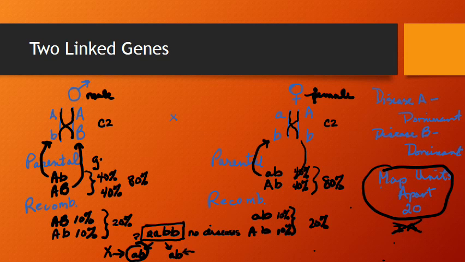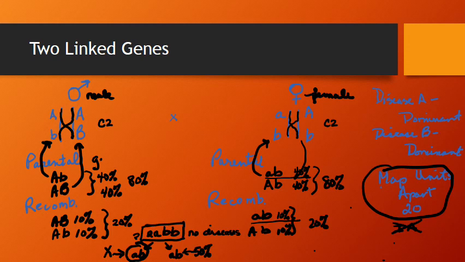If we look at our female, we will see that the recessive a and recessive b can occur 50% of the time. So basically, if we ask ourselves what is the chance that a child of these two parents is going to have no disease, there is no opportunity for this to occur. No opportunity for this to occur.